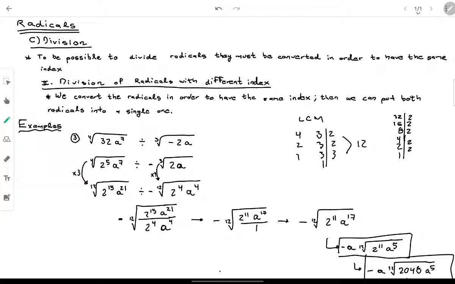So that will be it for division of radicals with different index. So the idea is basically only to transform them in order to have the same index. After that, it will be a normal division of radicals with the same index.